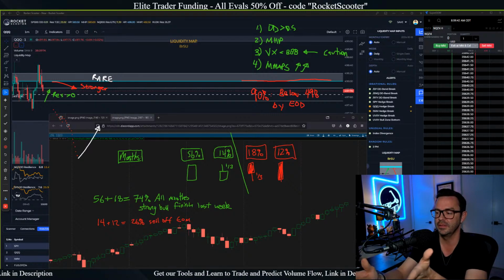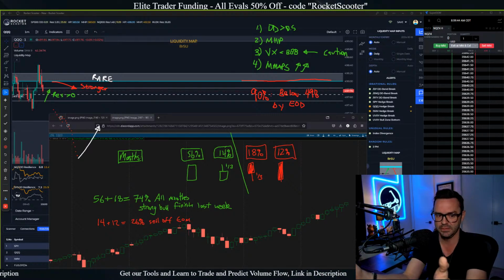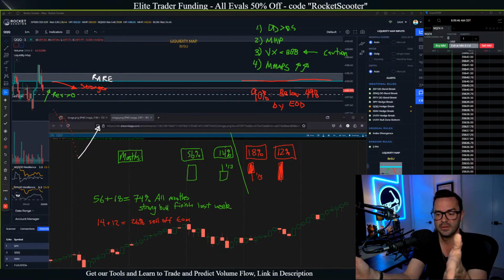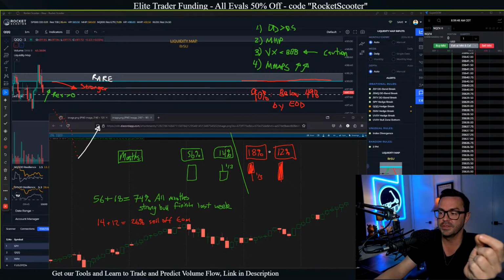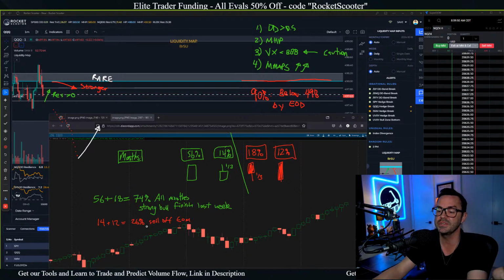The calendar month. This is the last week leading up to Halloween. 14 plus 12 is 26% of months sell off at the end of the month. Sell into the end.